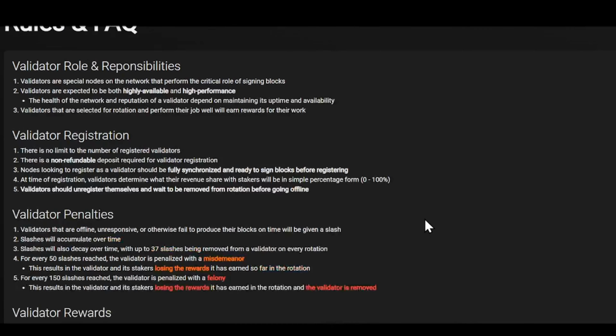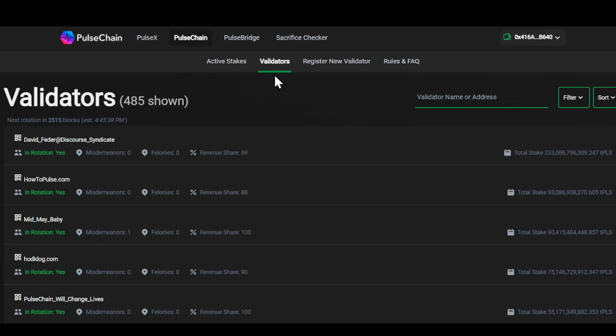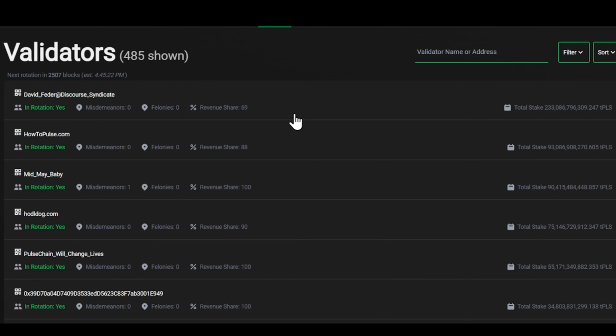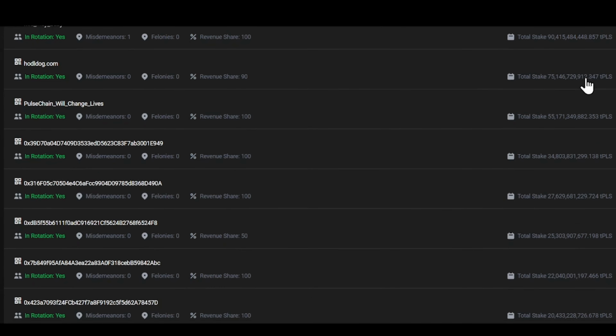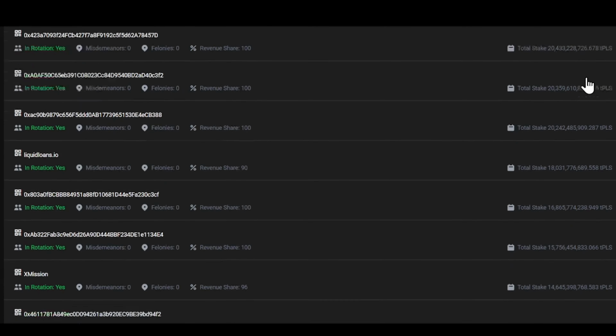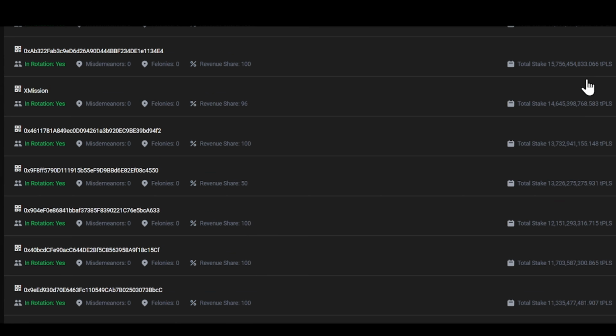Now, you guys are probably thinking, you just read a whole bunch of words, what does this all mean? Well, if we click right here where it states validators, you can see there's currently a total of 485 that are shown. You can see the total amount that is being staked. Obviously we are still on the testnet, we have to make that very clear, so there's a lot going on here.